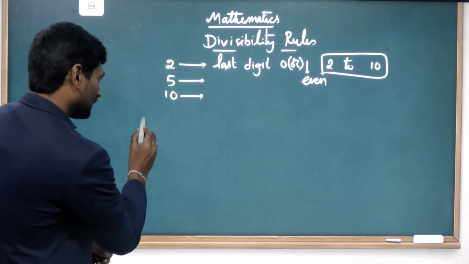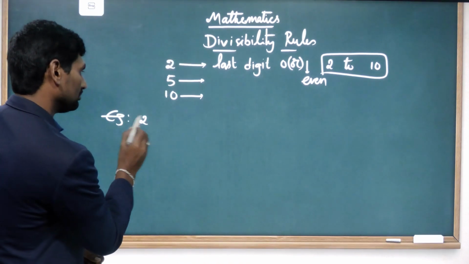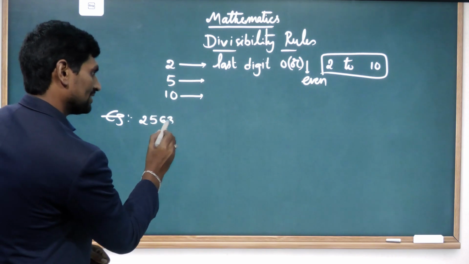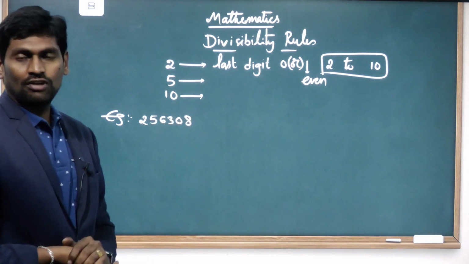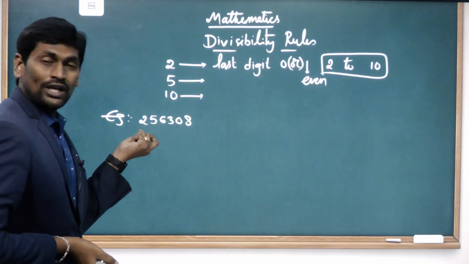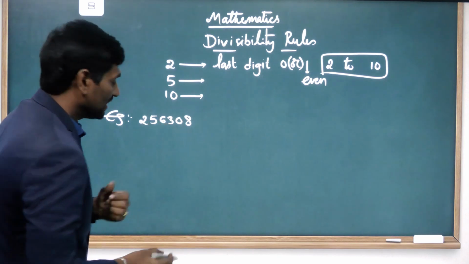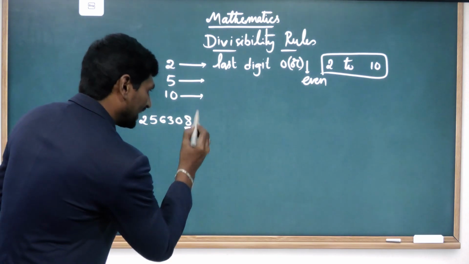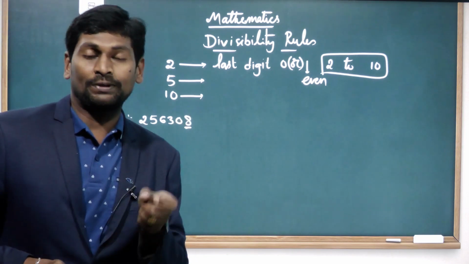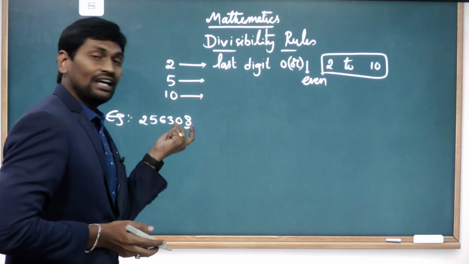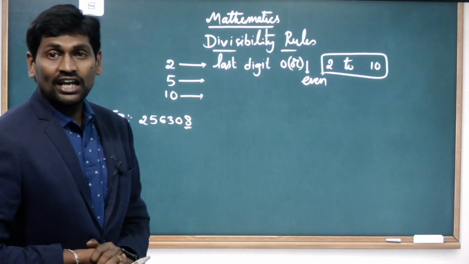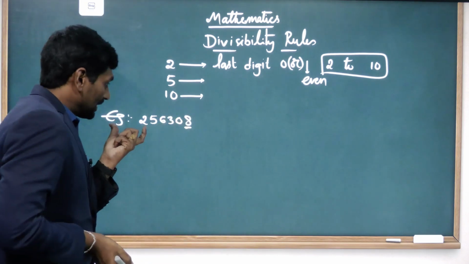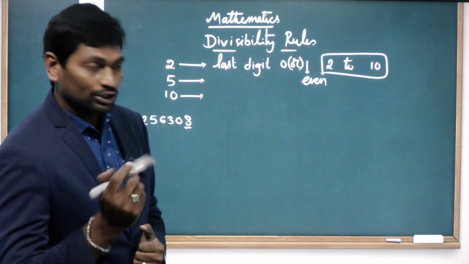Let us see one example. 256308. While you are observing this number 256308, it is ending with the digit 8, nothing but its units place digit is 8. So 8 is an even number, right? So the entire number is divisible by 2 table.